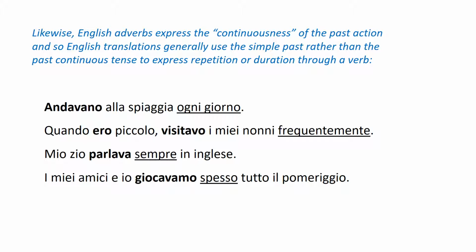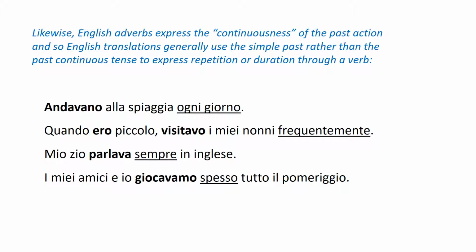It would sound funny maybe to say they were going to the beach every day, although you might be able to use that technically on a stylistic basis or colloquial basis. But really, this use of the imperfetto is required in Italian, whereas in English it's almost exactly the opposite. Quando ero piccolo, visitavo i miei nonni frequentemente. When I was young, I visited my grandparents frequently.